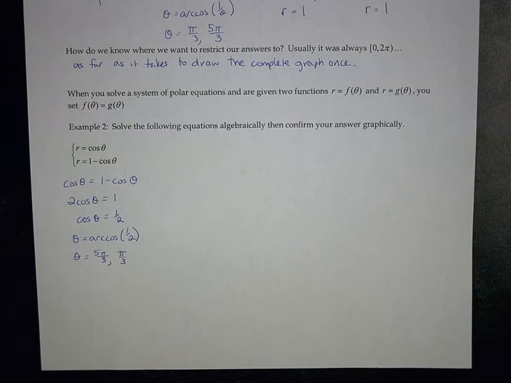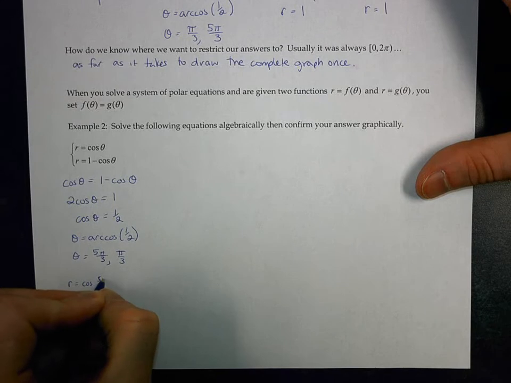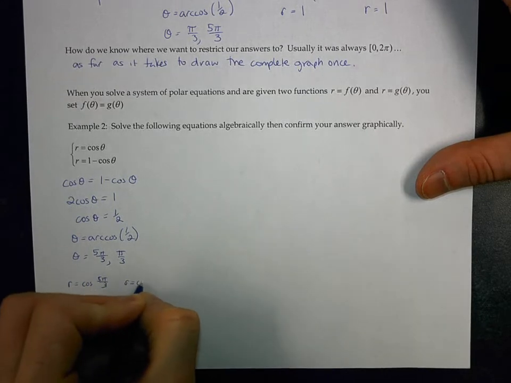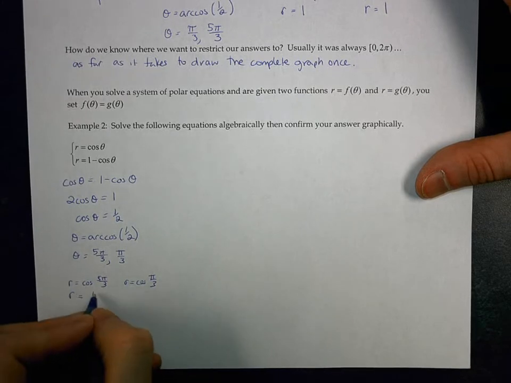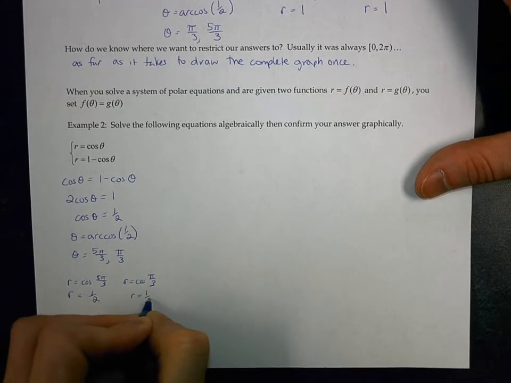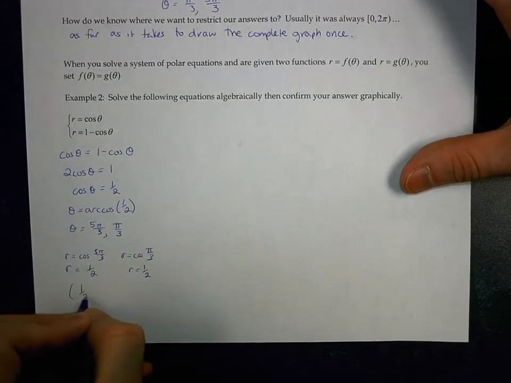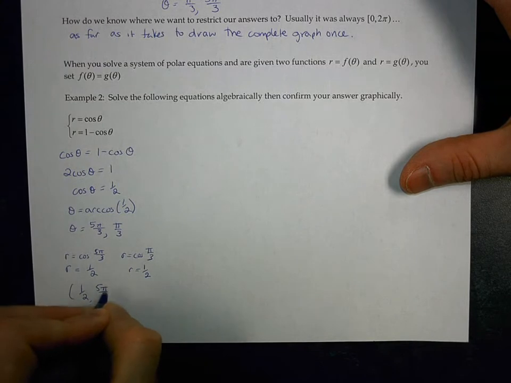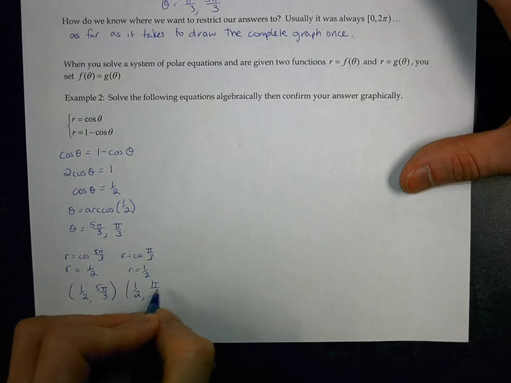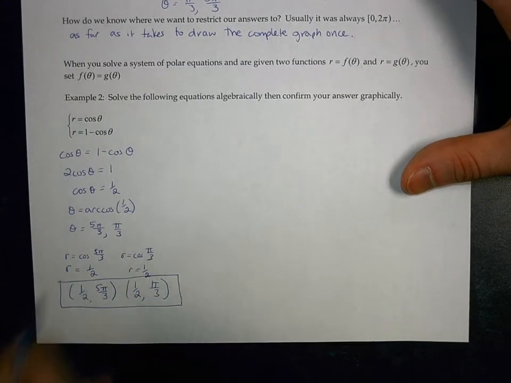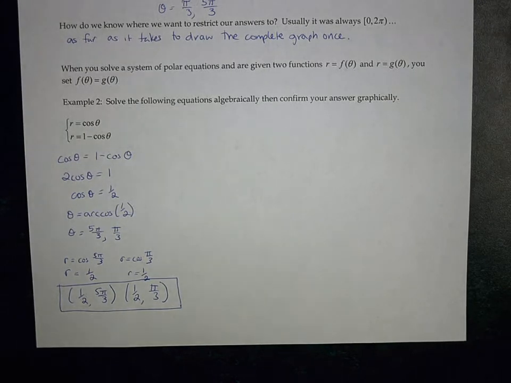And then I can go and plug into one of my original equations. r equals cosine of 5 pi over 3, and r equals the cosine of pi over 3. And we see here that r is going to be 1/2. So my ordered pairs for this equation are 1/2, comma 5 pi over 3, and 1/2, comma pi over 3. Seems pretty straightforward. But let's check our answers graphically.